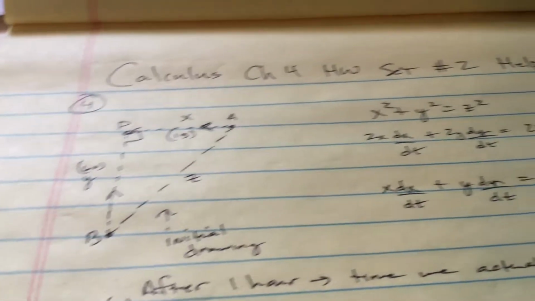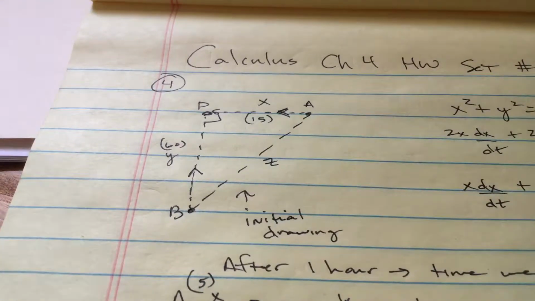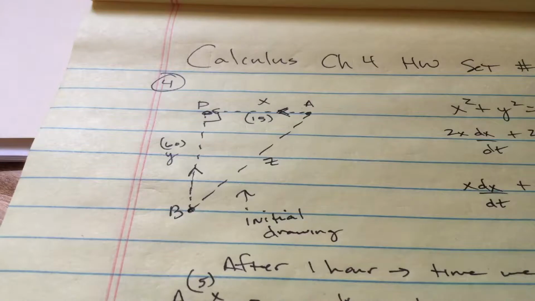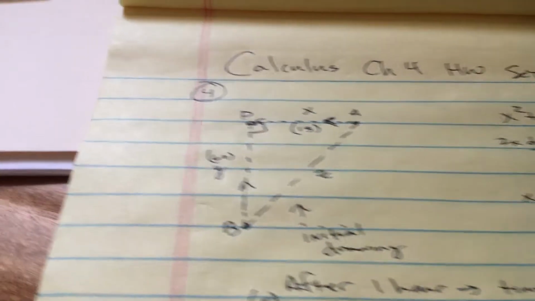For your calculus chapter 4 homework set number 2, help. Related rates homework is probably one of the tougher homeworks you're going to see this year, so I'm going to give you some help. Number 4, the ship question. All right, here's a little drawing.